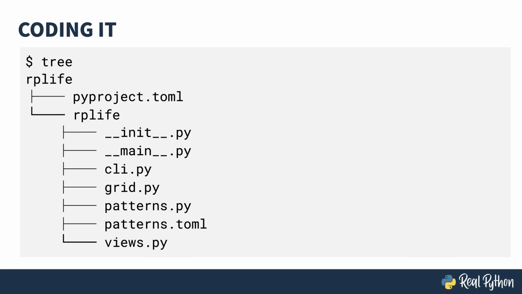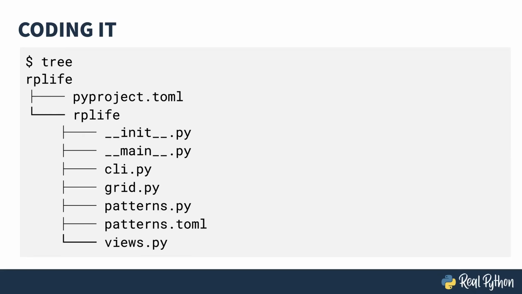Here's the file structure I'm going to use as I go along. I'm calling the script rplife, RP for Real Python. Inside the program's directory, I have a pyproject.toml file that gets used to specify how the script gets built and ultimately will be how the script becomes a directly runnable program. There's a nested rplife directory inside my rplife directory. As annoying as I find this, it's common practice.